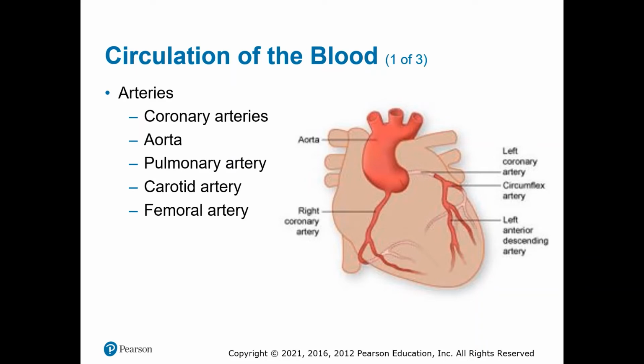You also have your pulmonary arteries, your carotid arteries, and your femoral arteries. Those are the big, huge arteries. So if you want to think of it as a highway system, your aorta is the interstate, and your pulmonary arteries, carotid arteries, and femoral arteries are all your highways. Your abdominal aorta is the interstate as well, that brings the major supply of blood to the rest of the body.